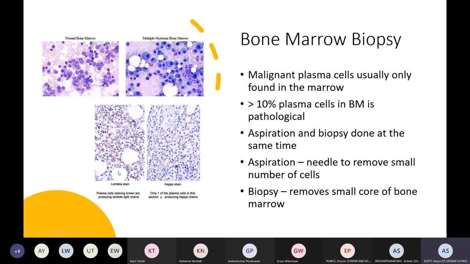And this bottom bit is just about how you can put stains on the films to show up what kind of light chain they're producing. In this one, you've got a mixture of lambda and kappa, whereas on the multiple myeloma one, it's just producing all of these kappa ones, which are blue. You don't need to know that, but it's just the principle that in one, you're just making one type of light chain.